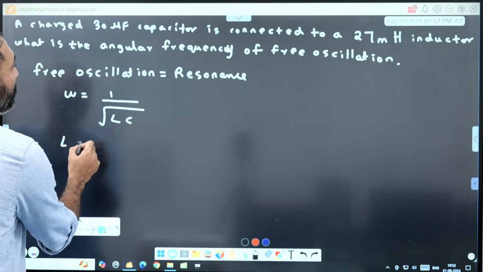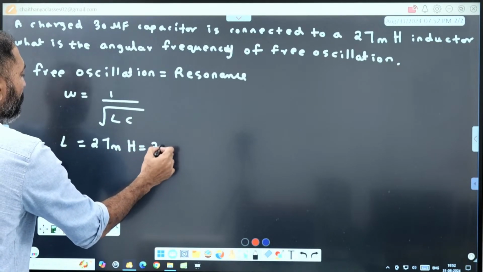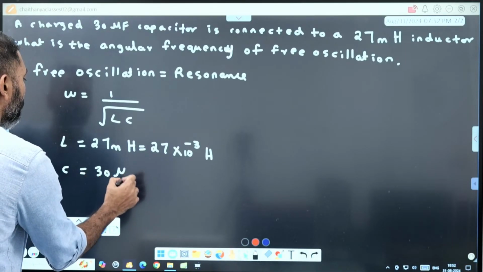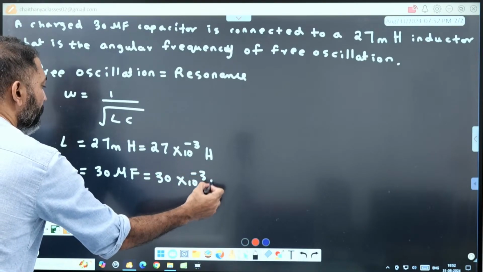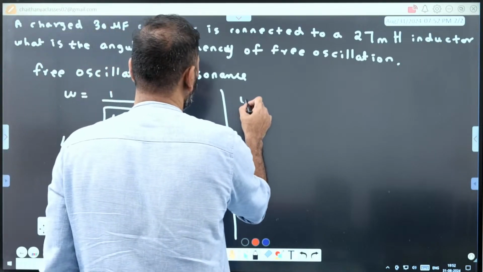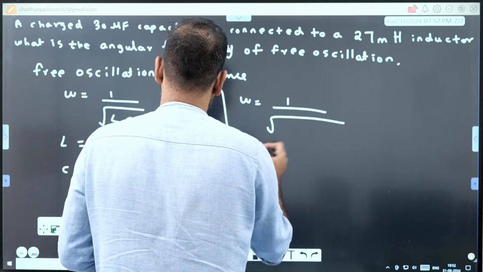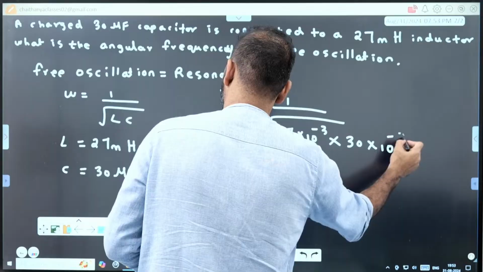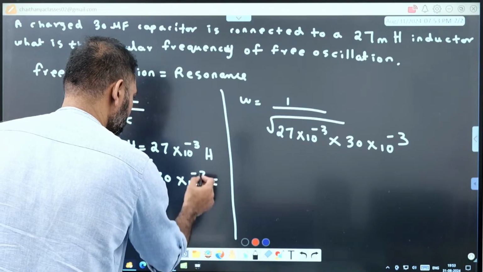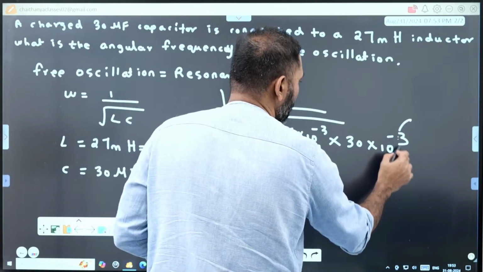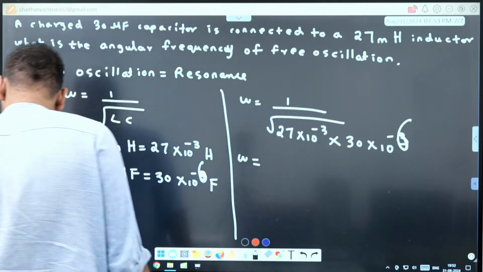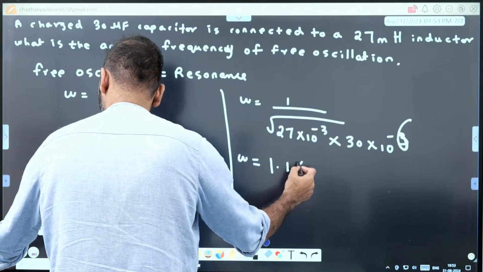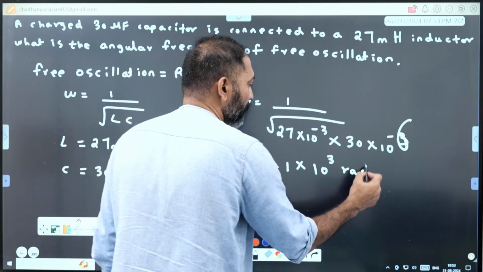So here L is 27 millihenry, that is 27 into 10 raised to minus 3 Henry. Capacitance is 30 microfarad, that is 30 into 10 raised to minus 6 farad. So omega is equal to 1 by root of 27 into 10 raised to minus 3 into 30 into 10 raised to minus 6. Sorry, it should be 10 raised to minus 6 since it is micro. If you solve that, omega is 1.1 into 10 raised to 3. Since it is omega, its unit is radians per second.